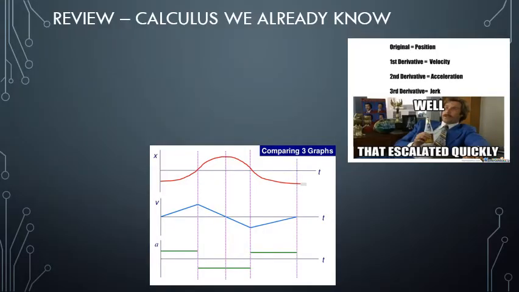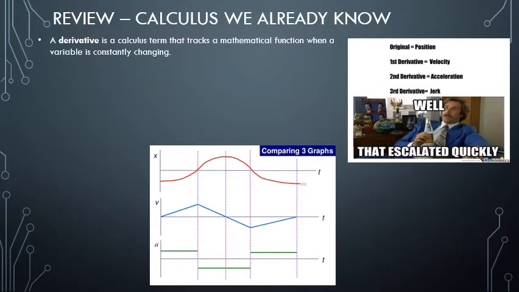First off, what do we already know from calculus from our little calculus mini lesson we did way back in the motion unit? We already know that a derivative is a calculus term that tracks a mathematical function when a variable is constantly changing. For example, in our physics gravity equation that we use for the Thanos problem, Gmm over r squared, r is constantly changing in this scenario. As the moon crashes into the planet, r is getting smaller and smaller. And so we need a way to track that gravitational force with r constantly changing. And that's what calculus can do for us. So a derivative could help us do that.